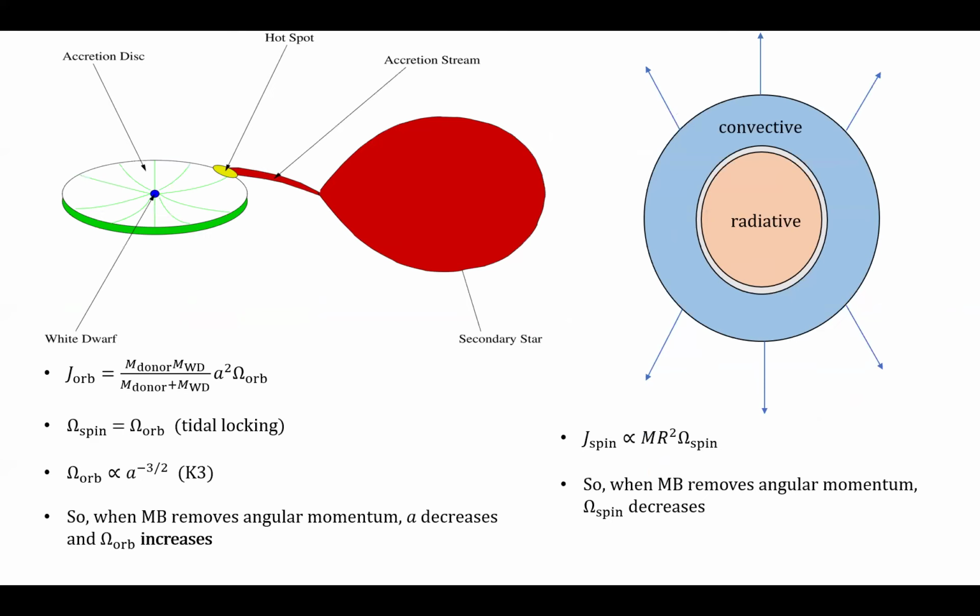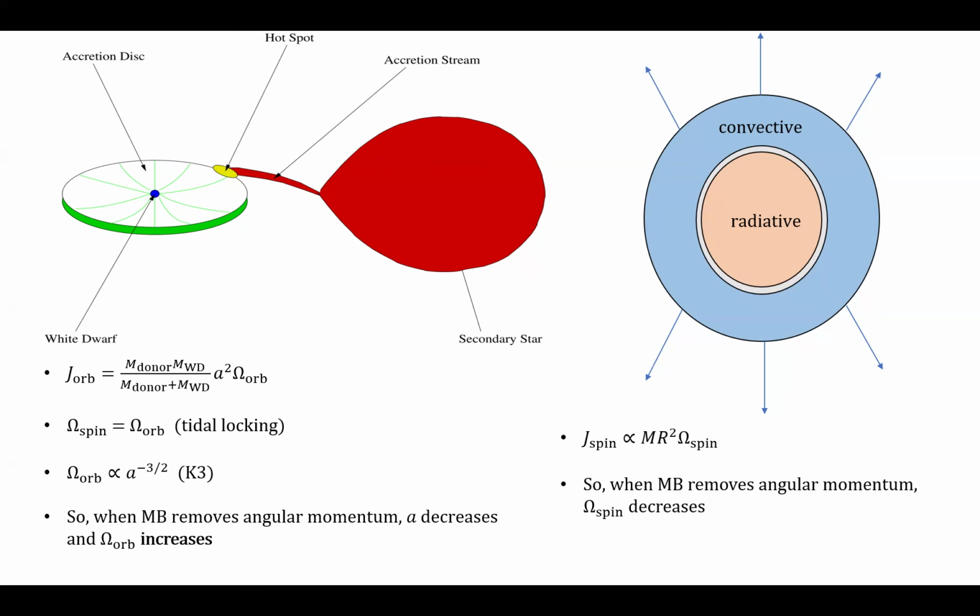Let us look at a few equations as to how magnetic braking works in binary stars and single stars. In single stars, magnetic braking leads to the spin evolution of the star. We deal with the spin angular momentum of the star, which is proportional to the mass times the size of the star squared times the spin of the star, omega. When magnetic braking operates on such stars, it removes the spin angular momentum, which reduces the spin angular velocity of the star, or increases the spin period.